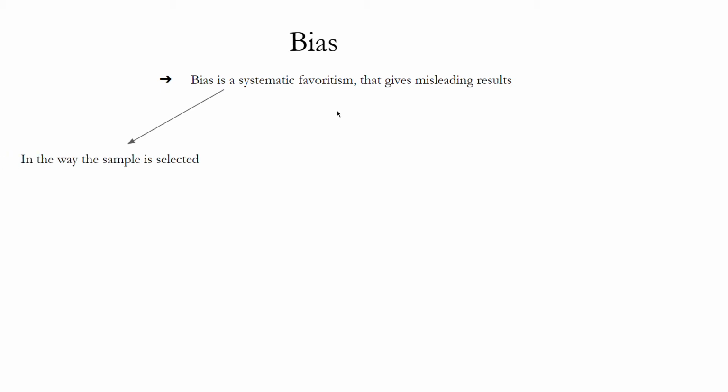Okay, let's move on to bias. What is bias? Bias is a systematic favoritism that gives misleading results. There are many ways bias can occur. In the way the sample is selected and in the way data is collected are the two main ways. In this video, we're going to be talking about the way the sample is selected. Let's talk about how the data is collected in another video.